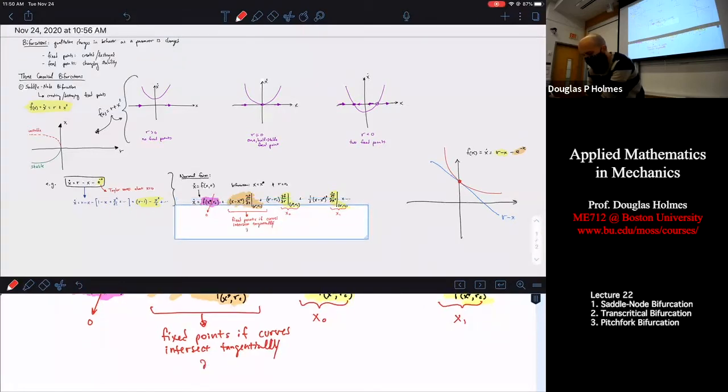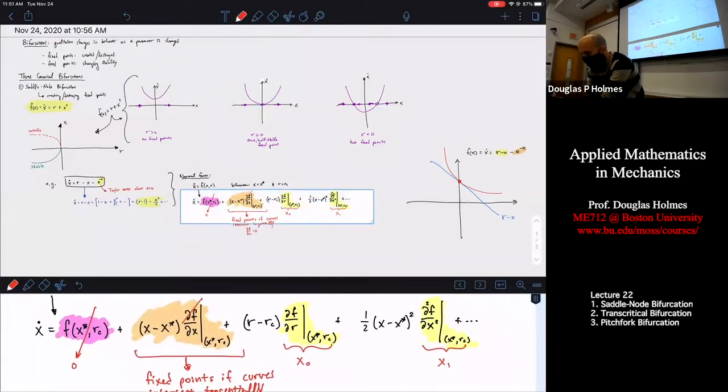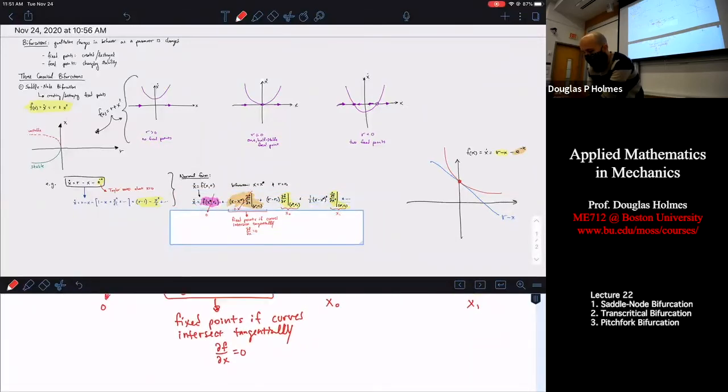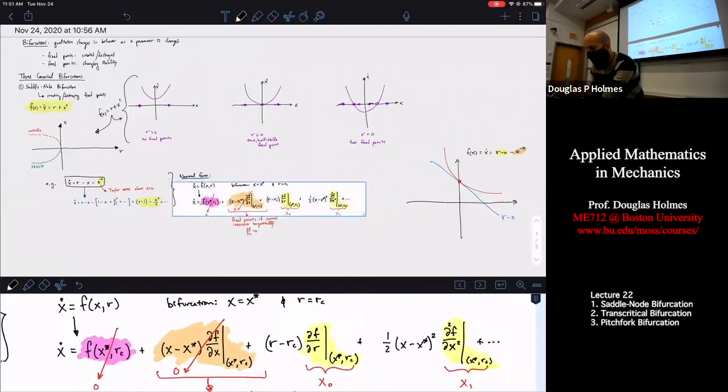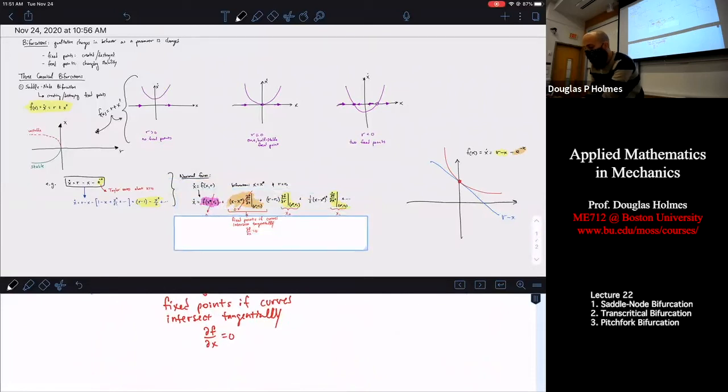Meaning that df/dx equals 0. So this term goes away as well. All of this hard work was just to show that by thinking about the way fixed points can form, and taking a general Taylor series about an arbitrary function, a saddle node bifurcation should have this form.